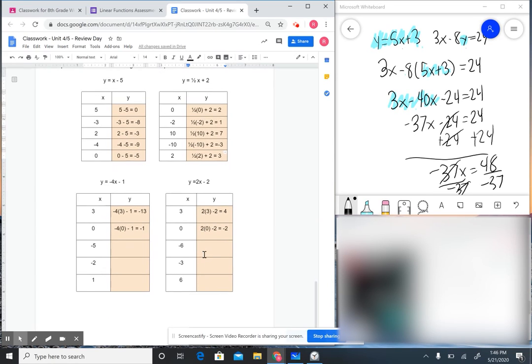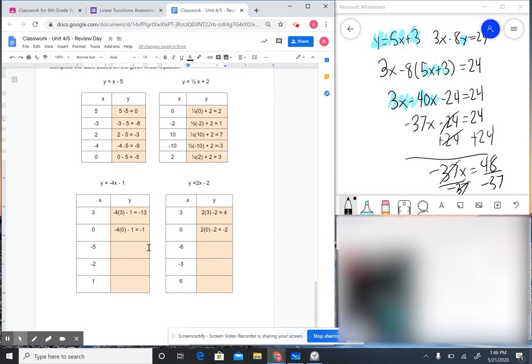Okay, so we're almost done. So here, for this one down here, the pattern, you take your input, which is x, you multiply it by negative 4, and then subtract 1, that gives you your output. So we're going to do negative 4 times negative 5 minus 1. So when you have a negative times a negative, it's a positive. So that'll be 20 minus 1 would be 19.